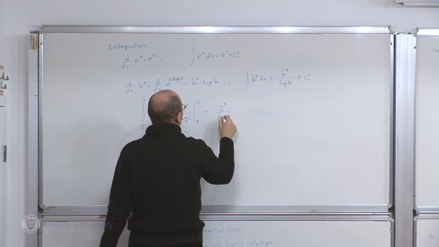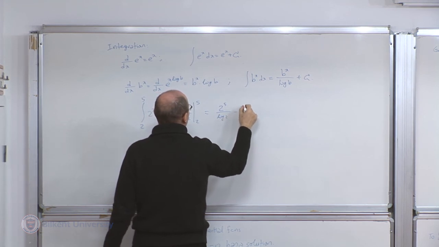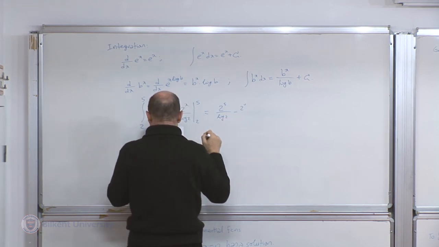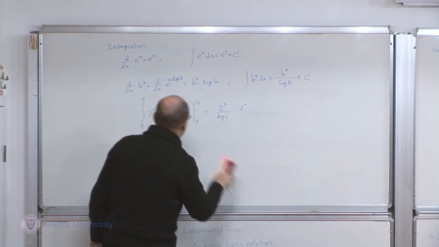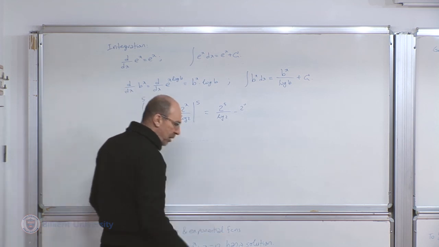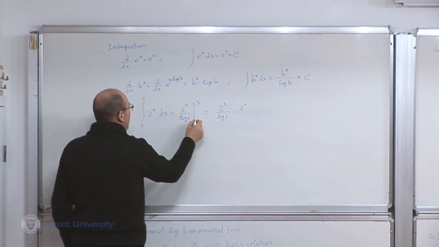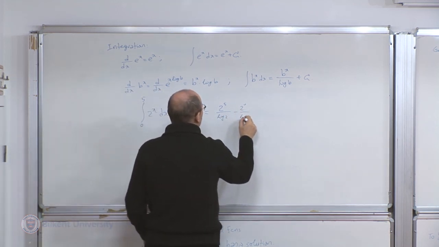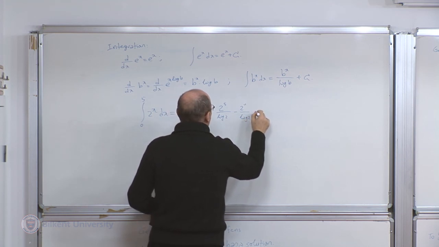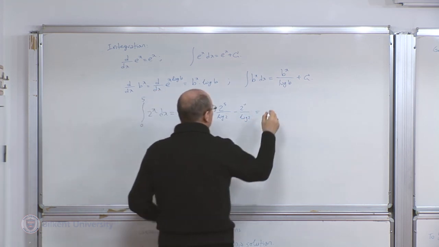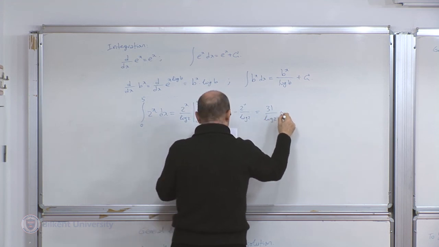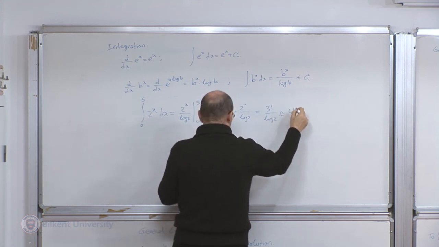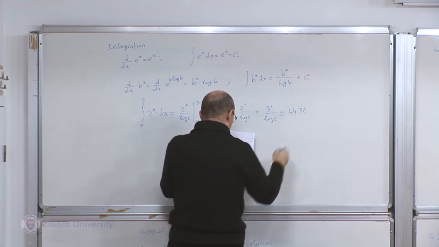Okay, log 2 minus 2 to the, well, here, since I did these calculations, let me change this because I did this calculation from 0. It's easier. 2 to the 0 over log 2. And this is equal to 31 over log 2, and this is approximately 44.72 something.